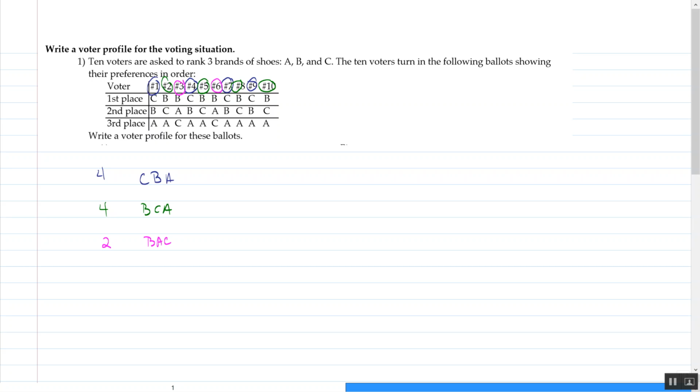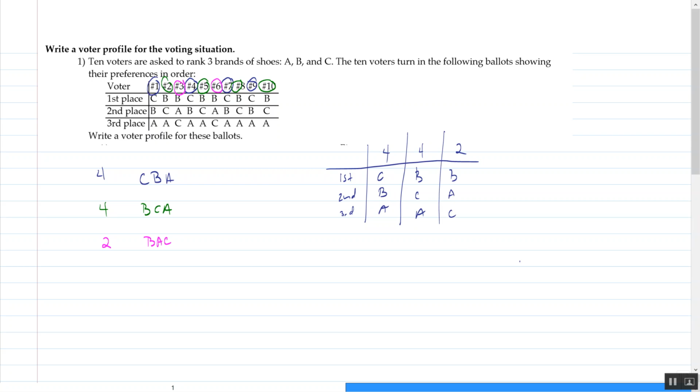So again, we're kind of used to seeing it written this way. In our table, we would have the voter, and then we would have first, second, and third place votes. And so again, we had CBA as one possibility, and 4 ranked them that way. We have BCA, and 4 ranked them in that order. And then lastly, we had BAC, and 2 voters ranked them in this order.